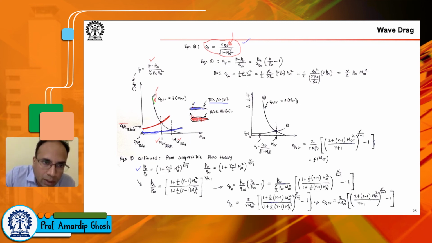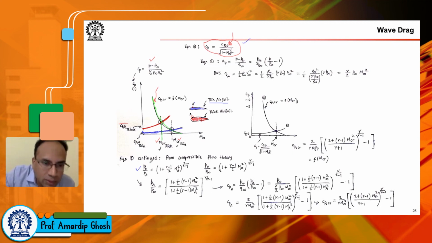Now I'm going to talk about how to get this curve, because once you get this curve, you can get the critical Mach numbers from the intersection. So once you get the green curve, we will look at the intersection between the green and the red. To get the critical for the thin, we will look at the intersection between the green and the blue. So the question is, how do we get that green curve?